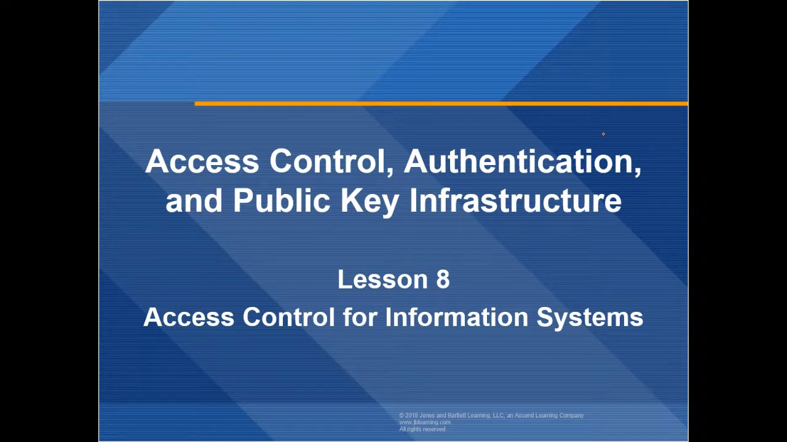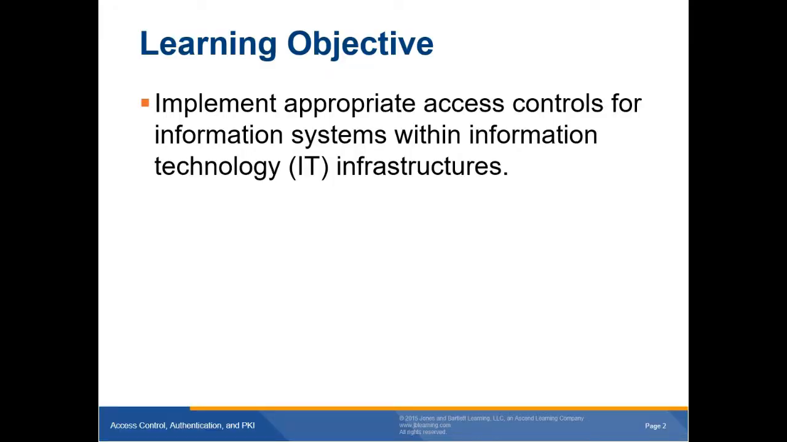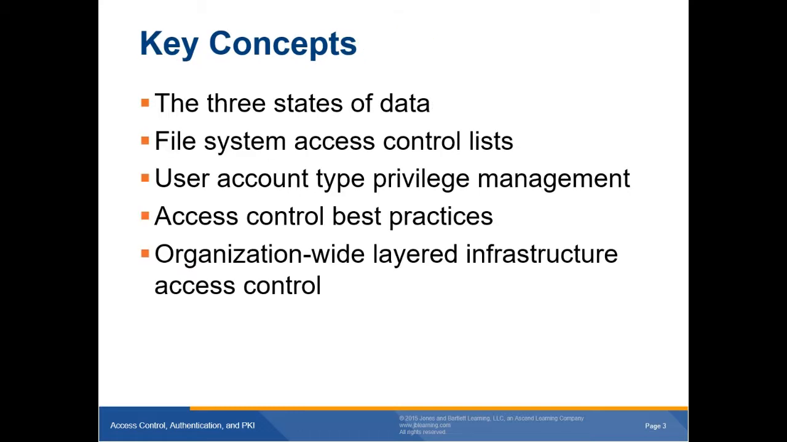So what are we going to be looking at today? Learning objectives: implement appropriate access controls for information systems with information technology and infrastructure. How to protect data. How to protect file systems. How to protect executables. We're going to look at Microsoft Windows, Unix, and how all this stuff comes together. We're going to explain the different types of controls that we have, some key concepts, user account privileges we want to look at, and how all this comes together. So that is what Chapter 8 will be about.